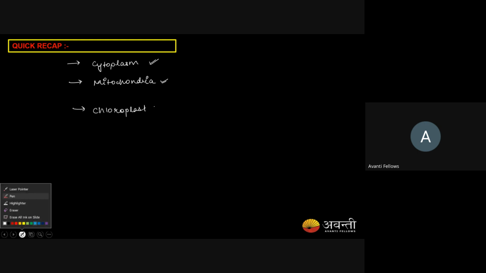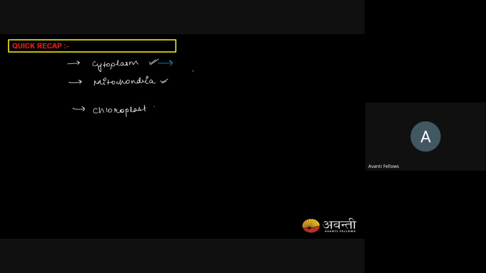And in the Cell: The Unit of Life chapter, you have studied about cytoplasm, mitochondria, and the third cell organelle, chloroplast. Why am I going to recap it here? Because of these cell organelles, mitochondria and chloroplast, we will check in the respiration chapter. There is quite a role of cytoplasm, and there is also an important role of mitochondria.